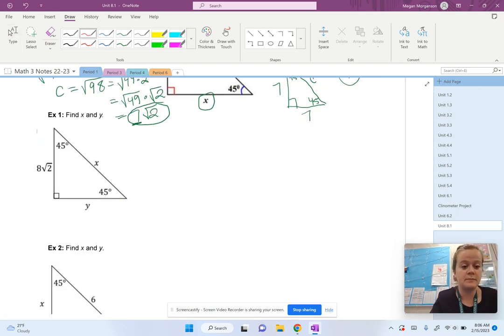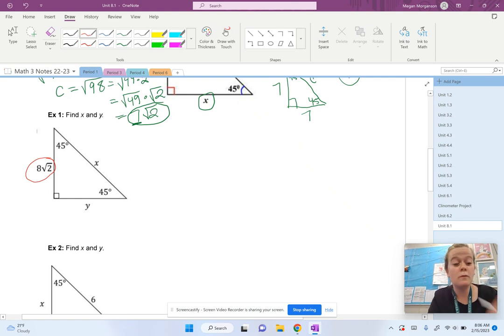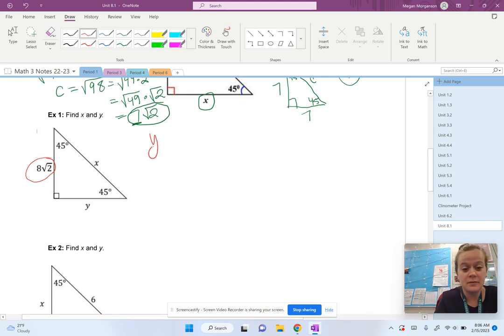So let's do a couple of examples down here. Let's do example 1 first. So in example 1, they tell us that the leg is 8 times the square root of 2. Not super pretty, but we can deal with that. So if one leg is 8 times the square root of 2, the other leg has to be exactly the same. So the other leg, y, is 8 times the square root of 2.